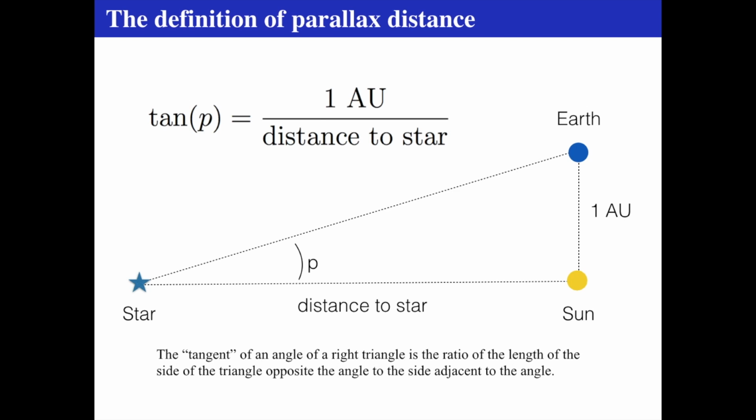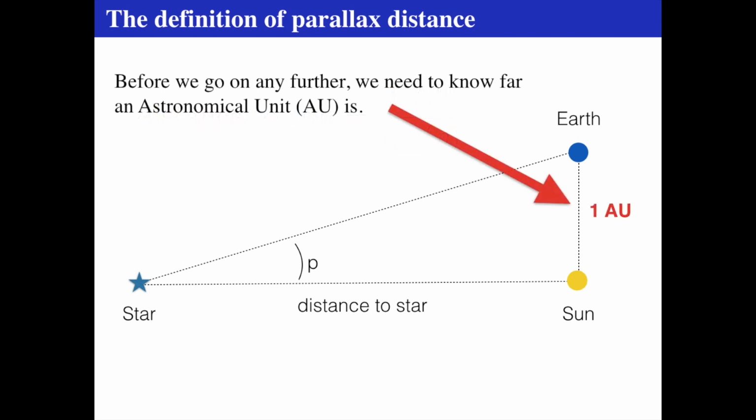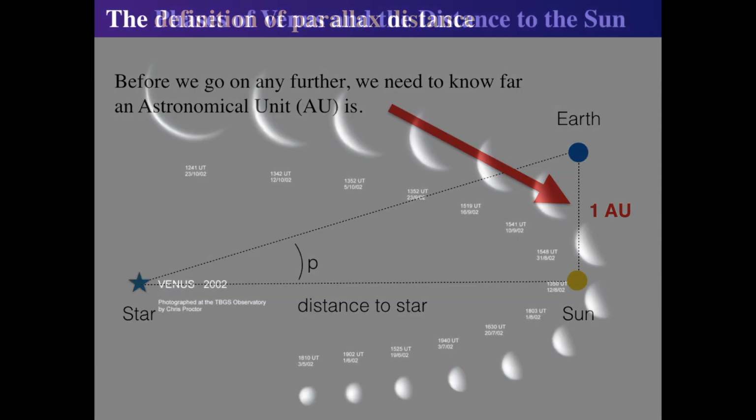So what's an astronomical unit? Well, that is the average distance between the Earth and the Sun. So let's take again a look at that. And so we can redefine the distance to the star as 1 AU divided by the tangent of the angle P. We're going to play with this definition a little bit just to make it really convenient to use. So what is an astronomical unit? If you don't know this, you don't know the distances to the stars. So how do we get that?